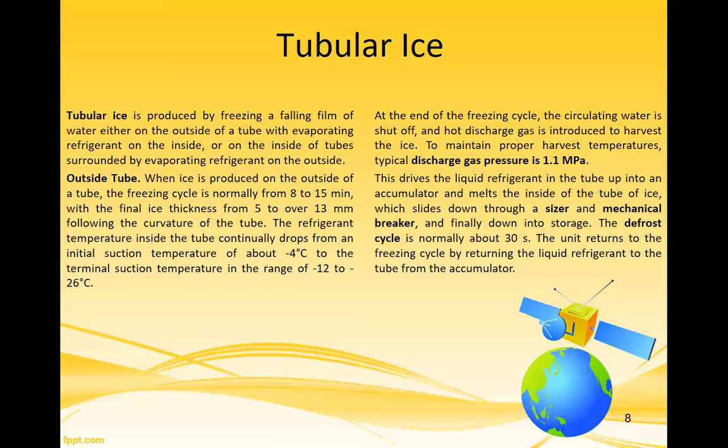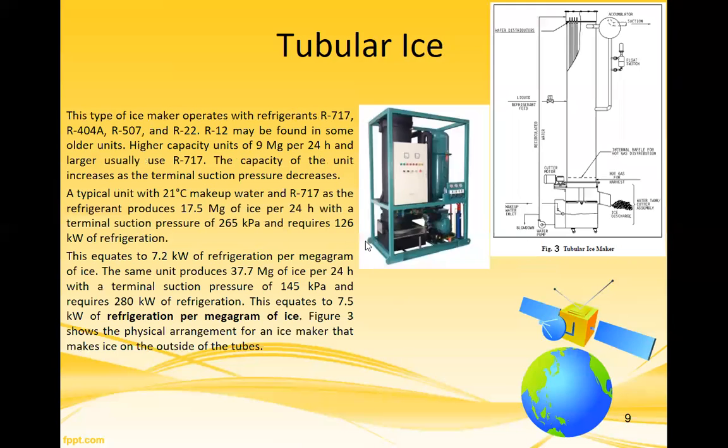The breaker does the cutting. The defrost cycle is normally about 30 seconds. The unit returns to the freezing cycle by returning the liquid refrigerant to the tube from the accumulator. This type of ice maker operates with refrigerant R717.